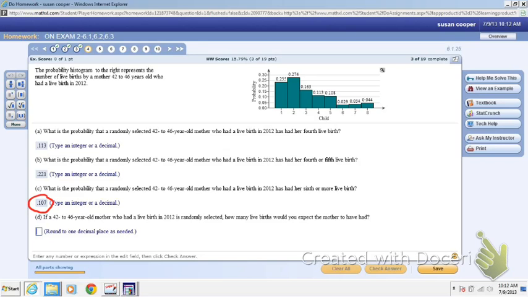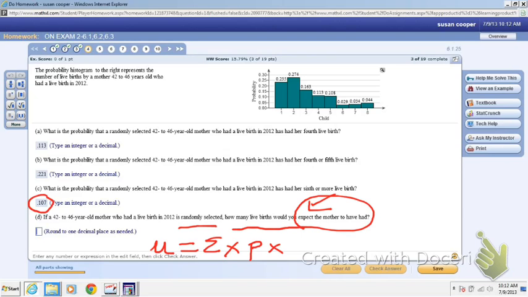And then the last one, I gotta love this homework, it keeps asking more and more questions. If a mother who had a live birth in 2012 is randomly selected, how many live births would you expect the mother to have? Aha. Be on the lookout for the word expect. Remember that mu, expected value, is equal to summation x p of x.